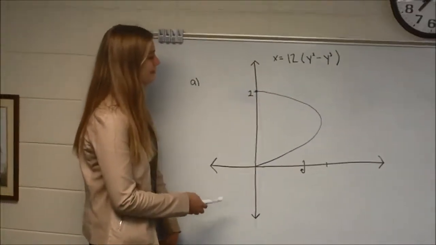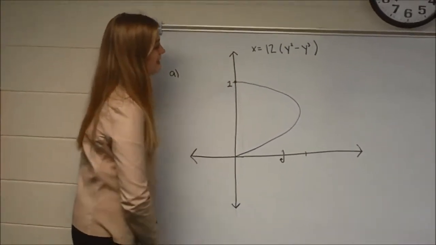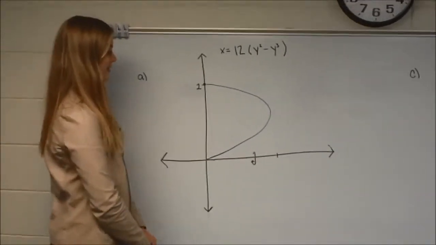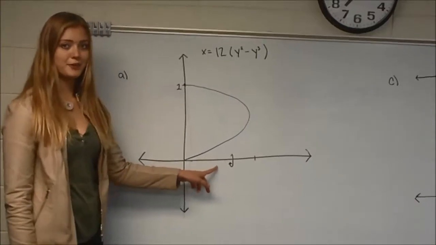So for this problem, we're going to be using this graph, which is the equation x equals 12 times y squared minus y cubed. And we're going to be rotating it around the x-axis to find the volume of the solid that would be formed.